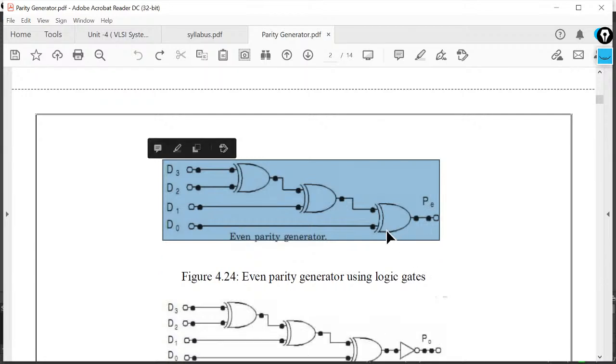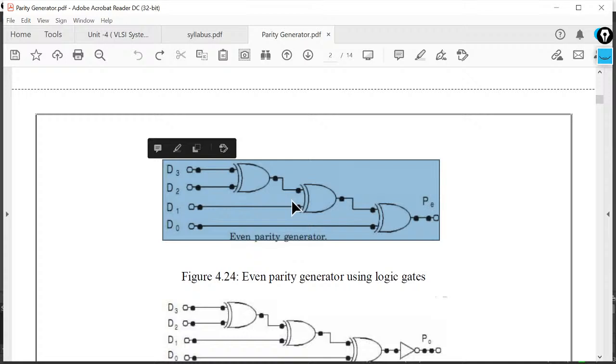We can also make this similar operation by taking some other gates, because by using NOR and NAND gates, we can make any type of gate. That's why NAND gate and NOR gate are known as universal gates.